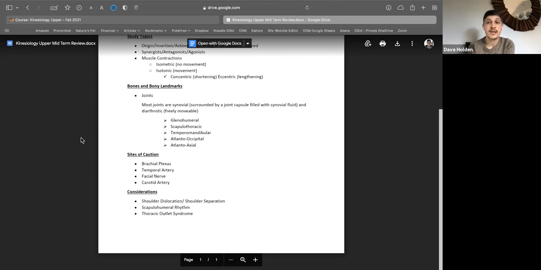Considerations: shoulder dislocation, shoulder separation. I think those questions on there were pretty basic. So do we know what shoulder dislocation is? In a shoulder dislocation, which 2 bones have become dislocated? When the shoulder becomes dislocated, it's the glenohumeral joint, so it's the scapula and the humerus that become dislocated. So there's your study guide posted for you guys on Moodle.